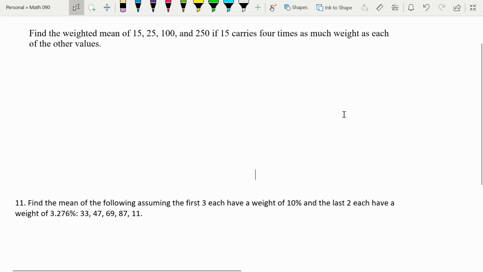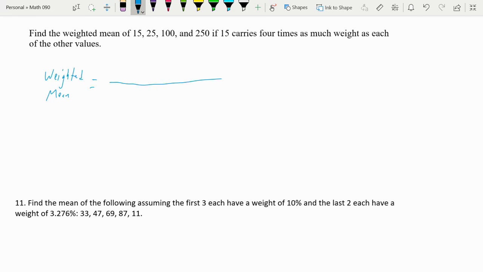All right, so a couple of students were asking for some examples of weighted mean. When you're doing the weighted mean, looking at this first example here, you'll see that they gave us the numbers. The weighted mean, we're going to be dividing. So we have all our numbers here.